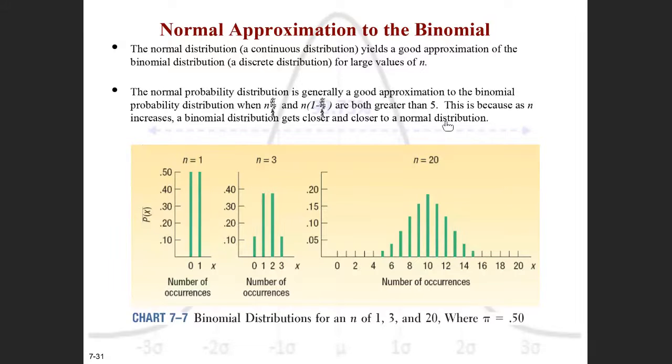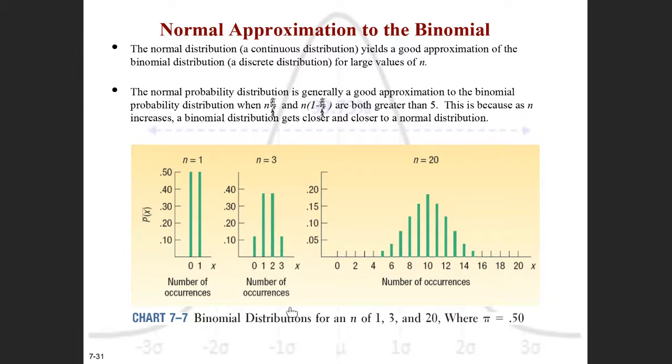So, the normal distribution, which is a continuous distribution, yields a good approximation of the binomial distribution for large values of n. The normal probability distribution is generally a good approximation to the binomial distribution when np and nq are both greater than 5. This is because as n increases, the binomial distribution gets closer and closer to the normal distribution.